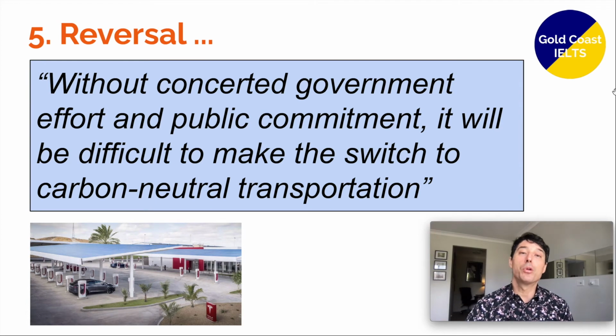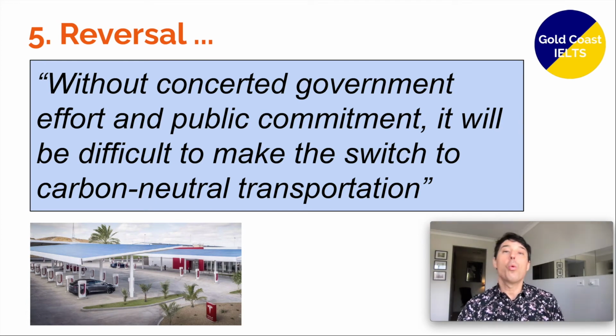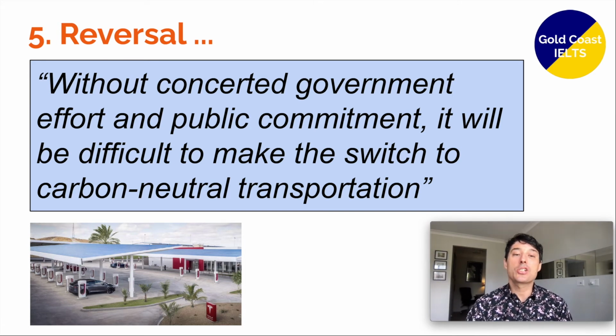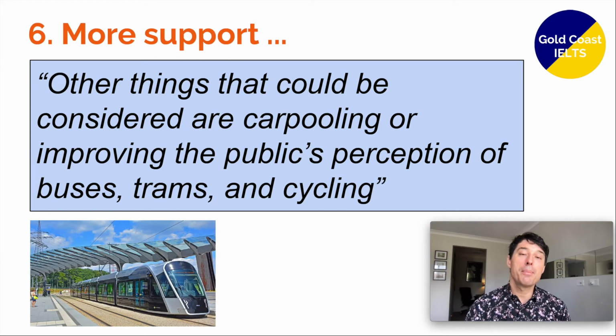In number 5, the reversal, we're going to say what needs to happen or what needs to be overcome to make that a reality. So, without concerted government effort and public commitment, it will be difficult to make the switch to carbon neutral transportation. Number 6 is a little bit more support to sort of reinforce our point even further. So, other things that could be considered are carpooling or improving the public's perception of buses, trams, and cycling.